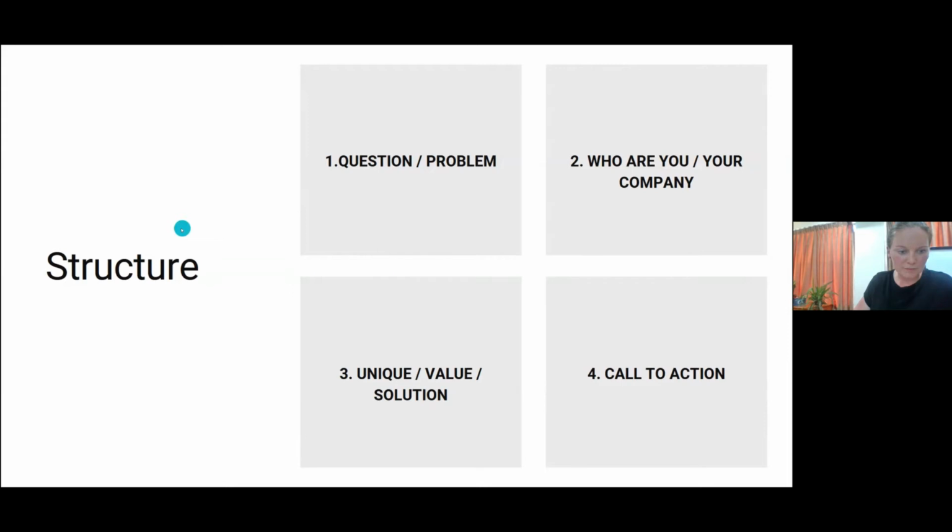Sometimes it's good to call it a challenge. Instead of problem, which may be negative, we can use challenge. It's more positive. Yes.